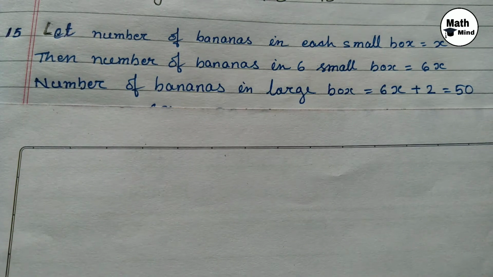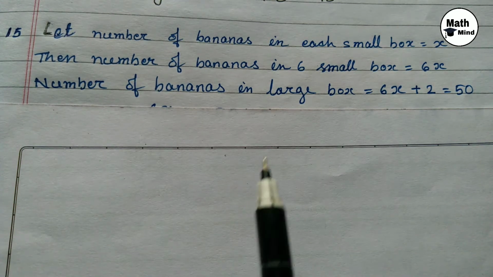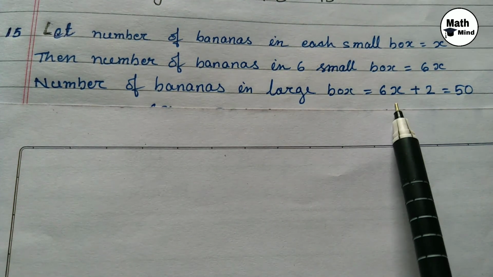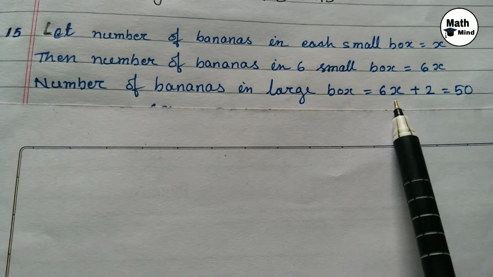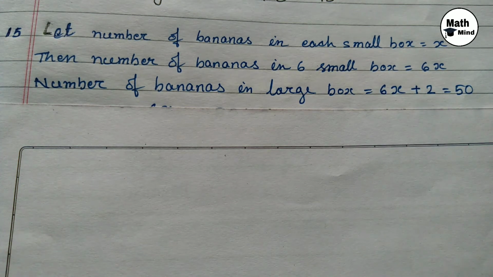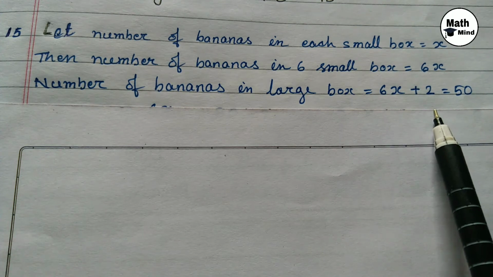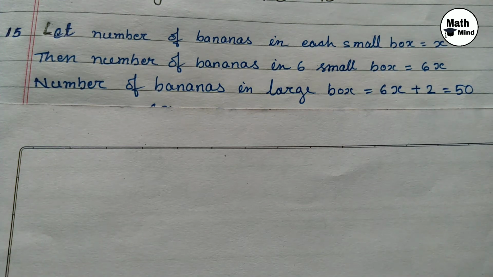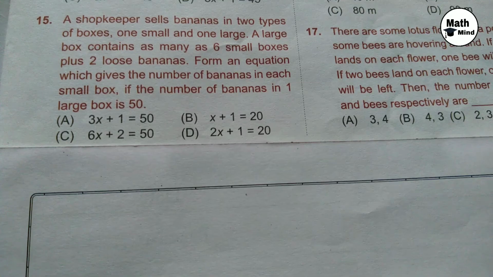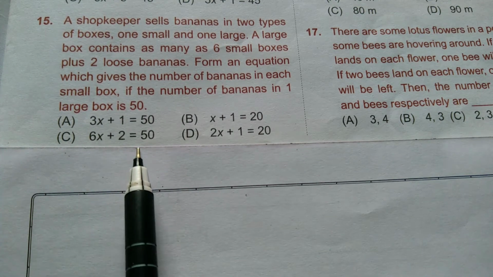There is a comparison between bananas in the large box and small box. The large box contains as many as 6 small boxes plus 2 loose bananas. Also it is given that the large box contains 50 bananas. Both are equal. 6x plus 2 equals 50. This is the equation. Option C is correct. 6x plus 2 equals 50.